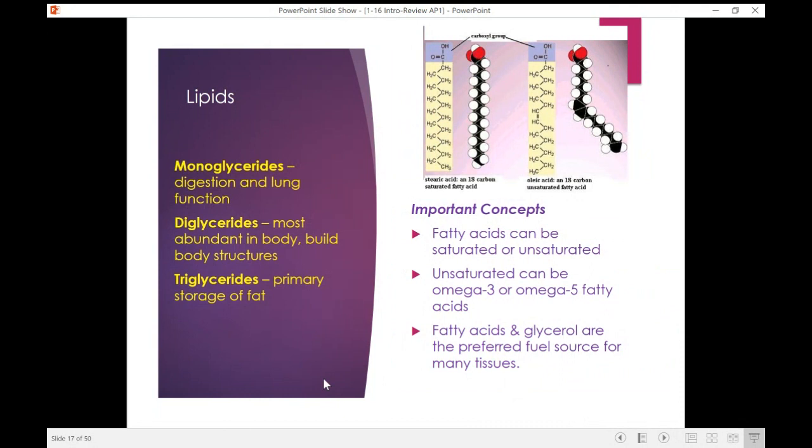Okay, so we have monoglycerides. Those are great for digestion and lung function. Diglycerides are most abundant in the body, and they help to build our body structures. And triglycerides are our primary storage of fat. Fatty acids can be both saturated or unsaturated. Unsaturated can be omega-3 or omega-6 fatty acids. And fatty acids and glycerol are the preferred fuel source for many of our tissues.